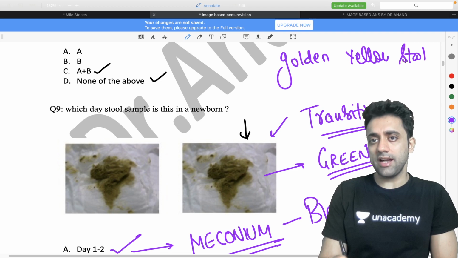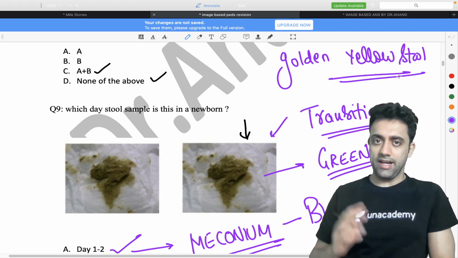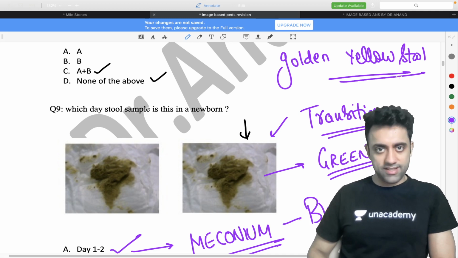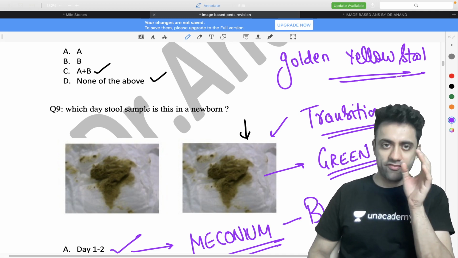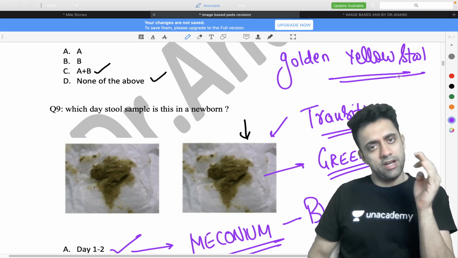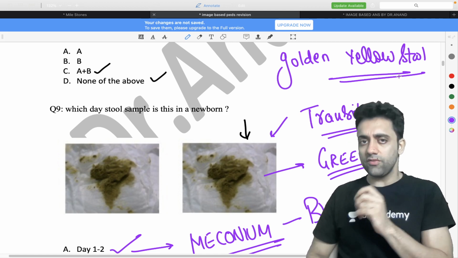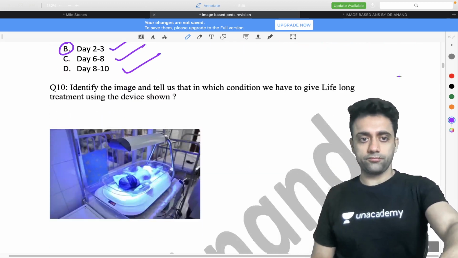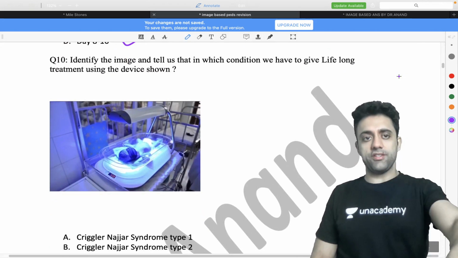Yes or no, are you understanding? Golden yellow stool, that is right, like day 6 onwards. So the beginning 2 days is meconium, the next 2 days till day 4 or day 5 is a green transition stool, and day 5 or day 6 onwards it is golden yellow stool. Done? Very good. Identify the image. It's a good question.